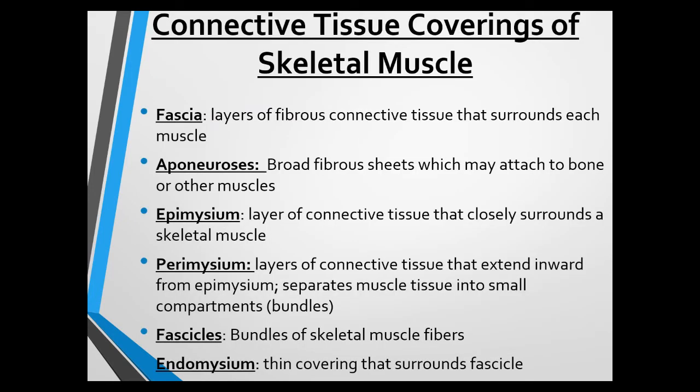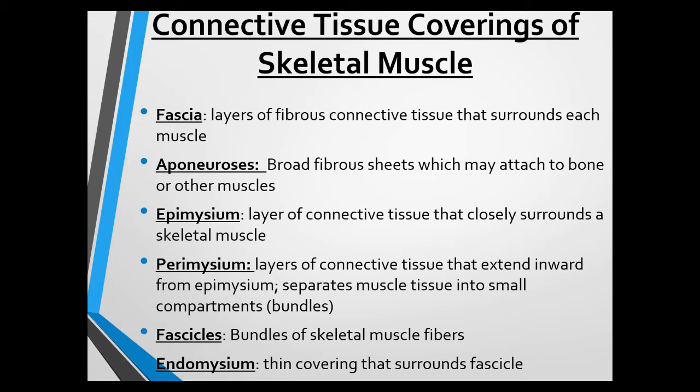So this is a lot of terminology. And we're going to be focusing in on this in class. We're going to be working with diagrams and looking at the different pictures to learn all this. The fascia is a layer of fibrous connective tissue that's going to surround the muscle. Aponeurosis is a broad fibrous sheet, like a tendon, that attaches bone or other muscles. The epimysium is a layer of connective tissue that surrounds the skeletal muscle. It's a very dense layer of collagen fibers, and that's going to surround the entire muscle.